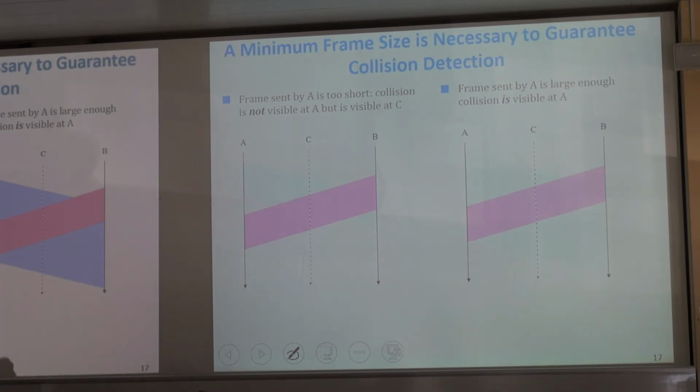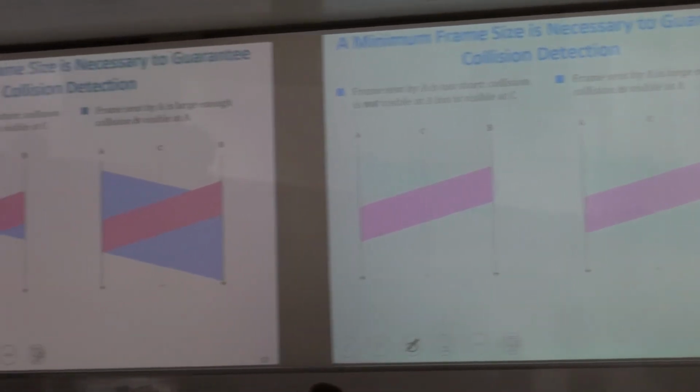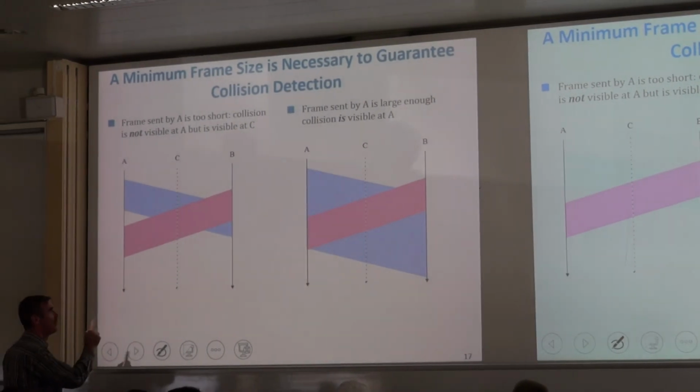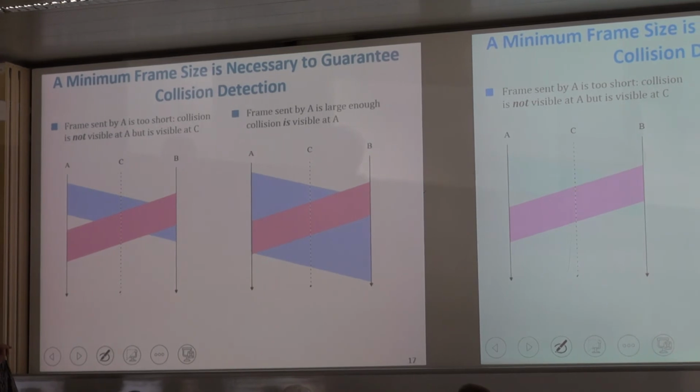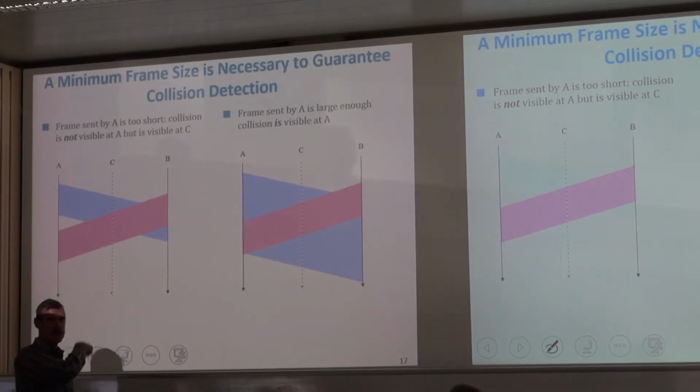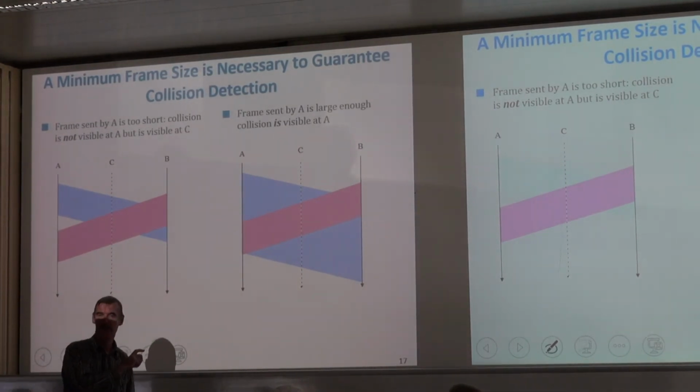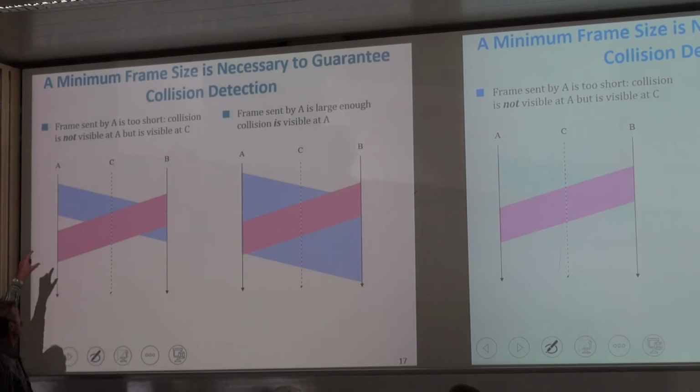So it's better to look on the left where the colors are better. Look at the scenario on the left and on the right. What's the difference? On the left, the packet sent by A is short. Time is flowing vertically. The length of the packet in time is the width of this blue parallelogram. And assume here it is short.